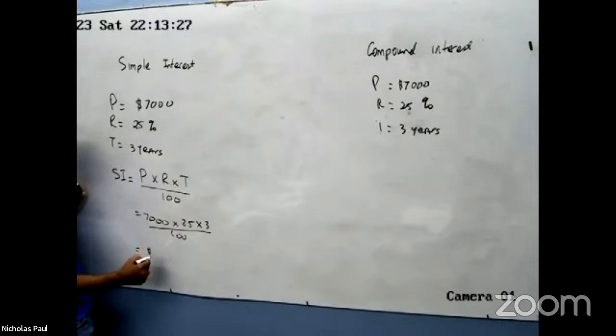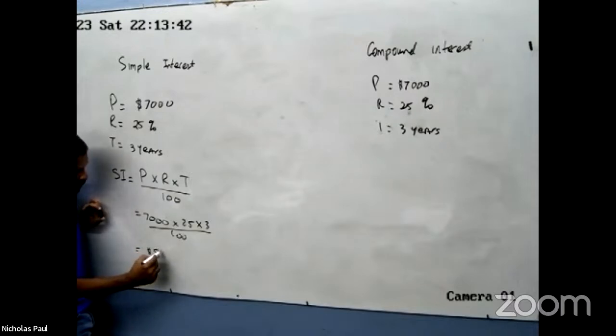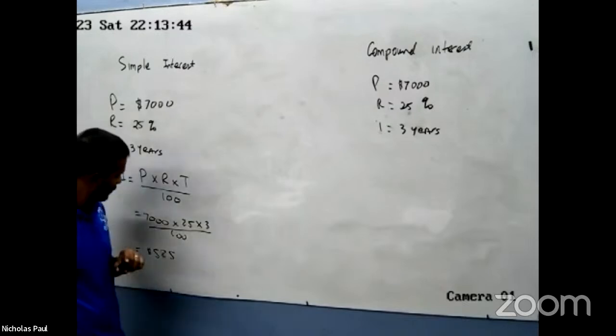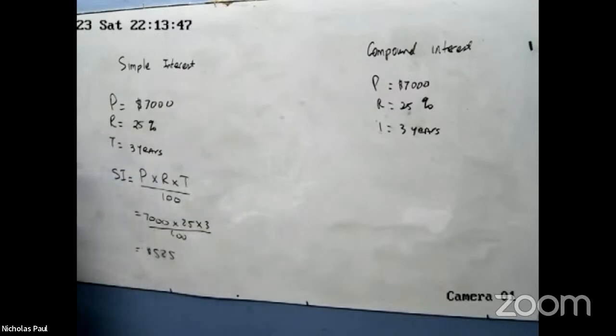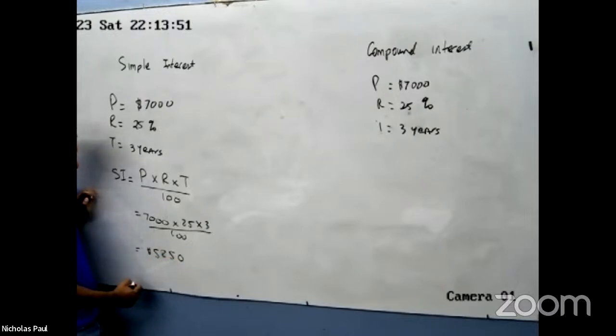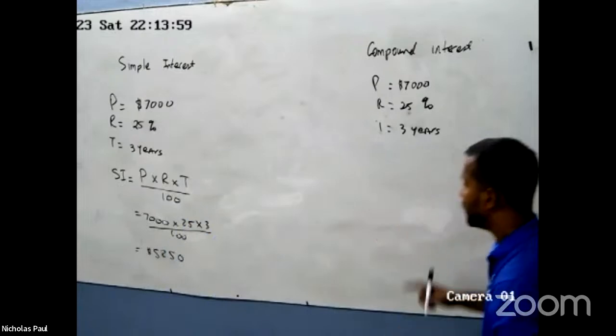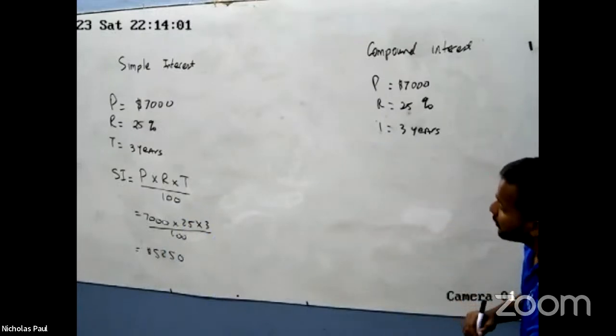So it's 7,000 by 25 by 3 years, all over 100. How much is that? What's the interest here? 5,250. Just round it up to the nearest whole number. 5,250, nearest whole number. Nice. So 5,250 is the interest after 3 years.